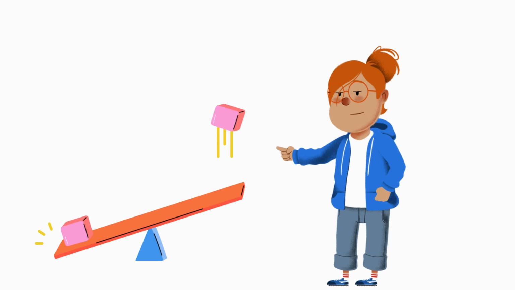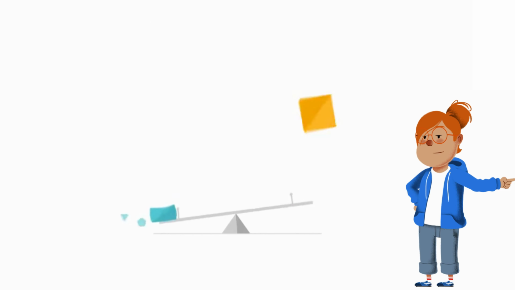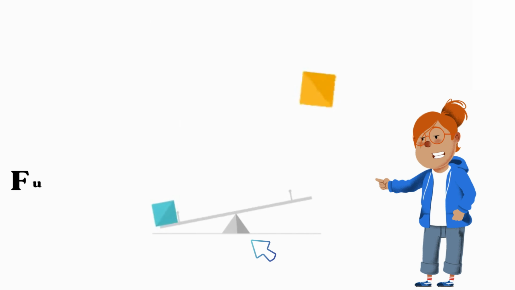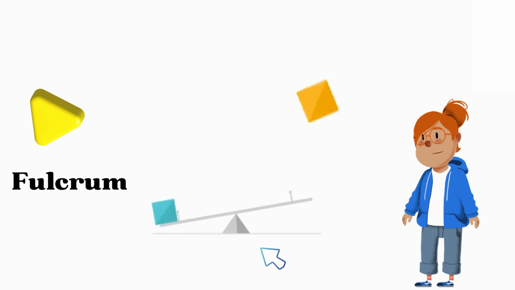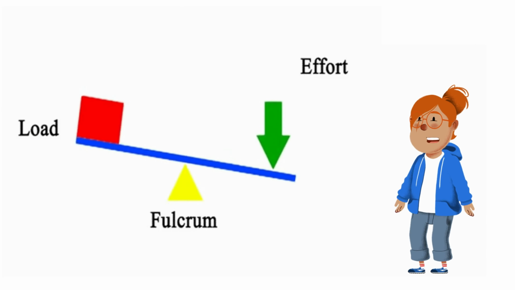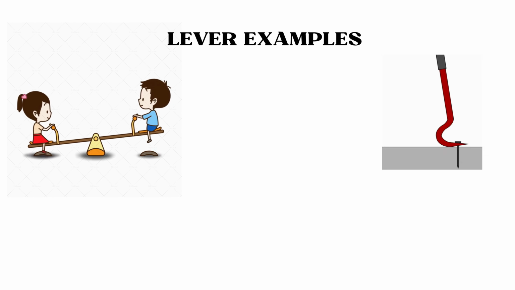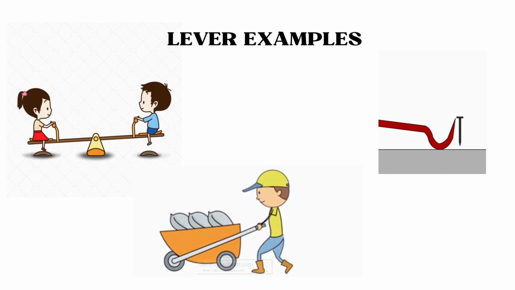First, we're going to see lever. A lever is a rigid bar or board that pivots on a fixed point called a fulcrum. It allows you to lift or move objects with less effort. Examples include seesaws, crowbars, and wheelbarrows.